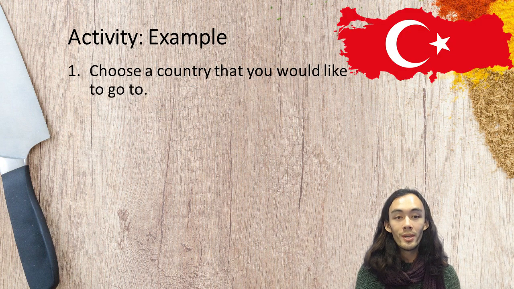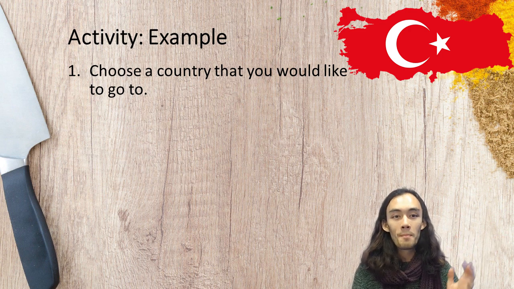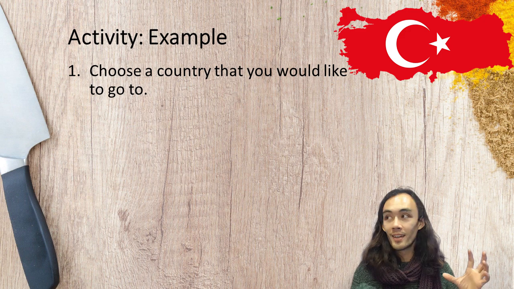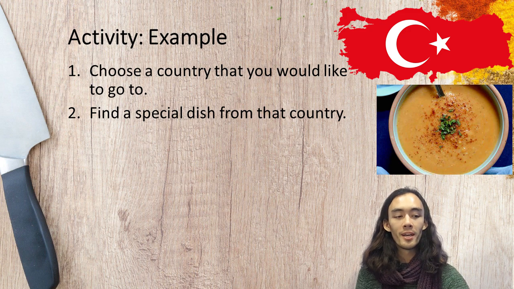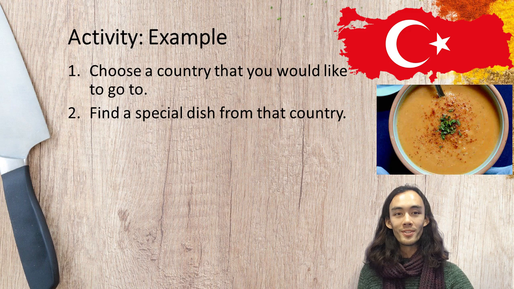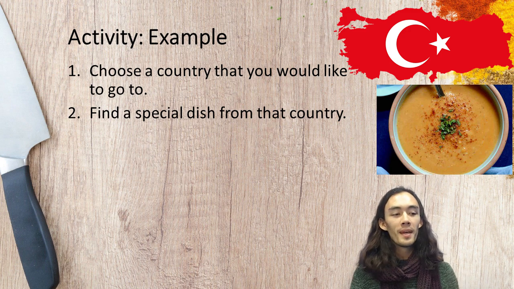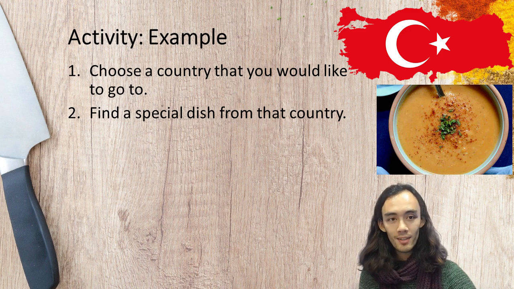So, number 1, choose a country. If you don't know what this country is, this is the flag for Turkey. Find a dish from that country that is a special dish from that country. So I have chosen, and I don't know how to say this, izogelen korbasi, something like that.